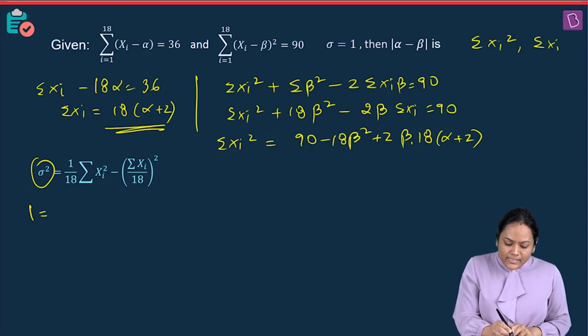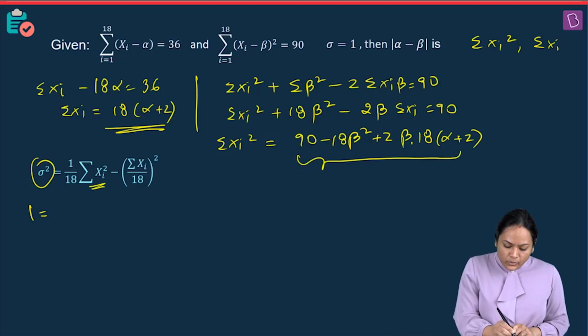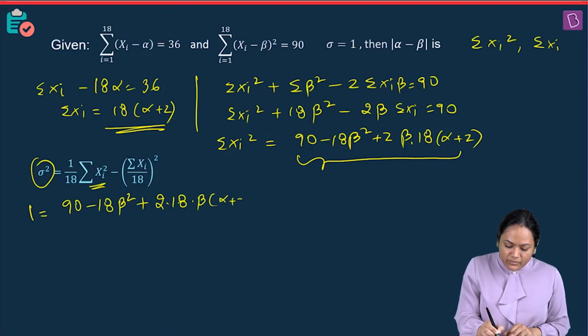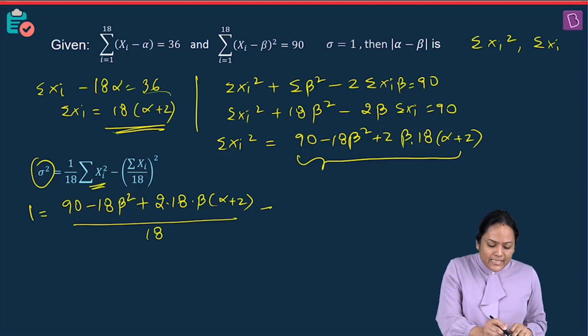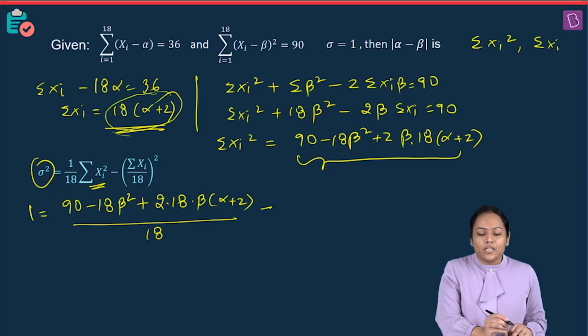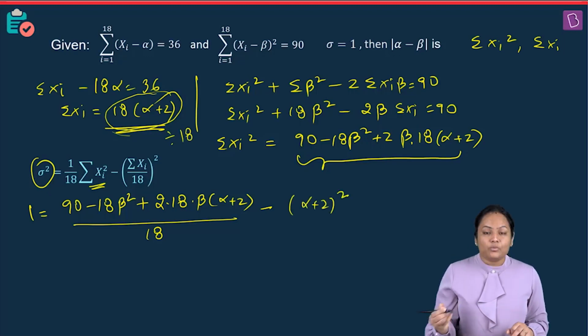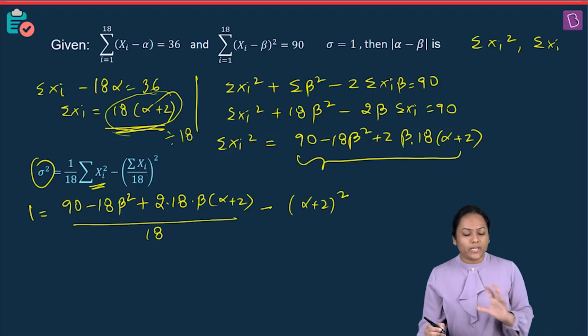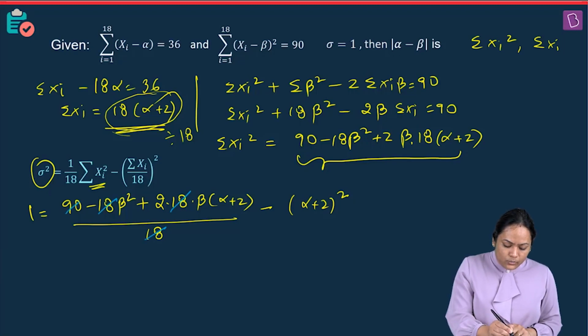So 1 is equal to summation of xi square by 18. Summation of xi square value we have just found out. So it's going to become (90 minus 18 beta square plus twice of 18 multiplied by beta times of (alpha plus 2)) divided by 18, minus summation of xi by 18. So my summation of xi is 18 times of (alpha plus 2), isn't it? So when I divide this quantity by 18, it's going to give me only (alpha plus 2) whole square. So from here, I'm going to cancel first of all this 18 from here, and this will be 5.